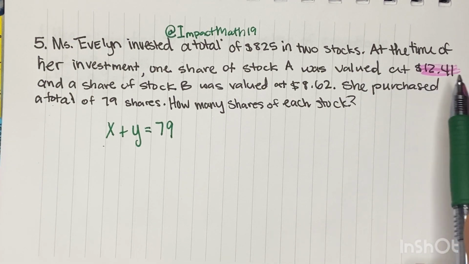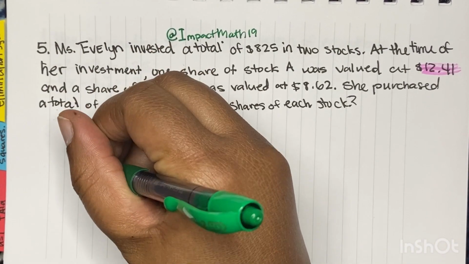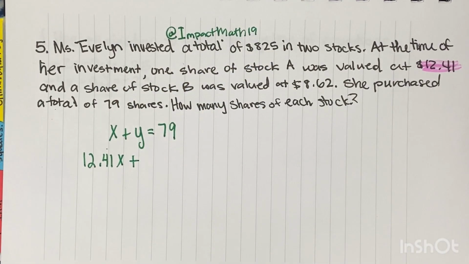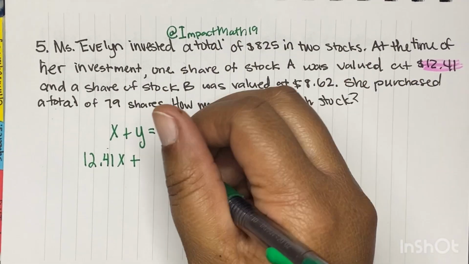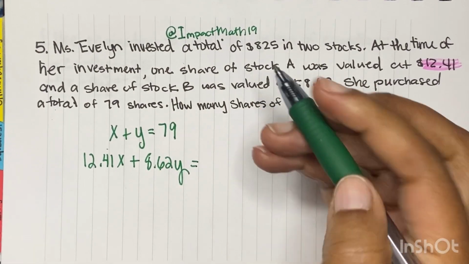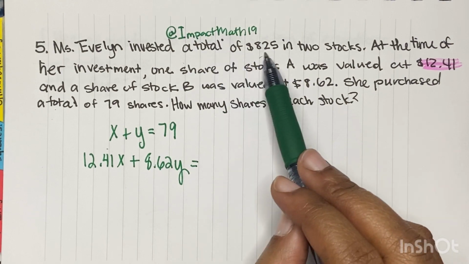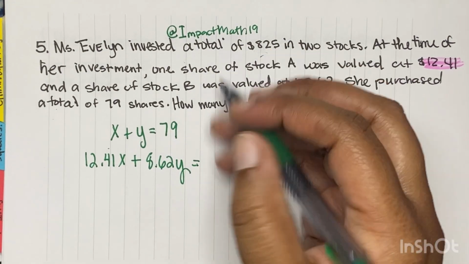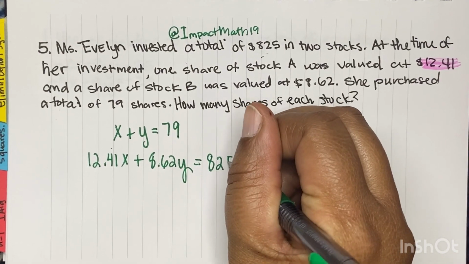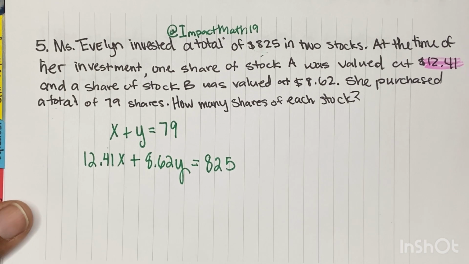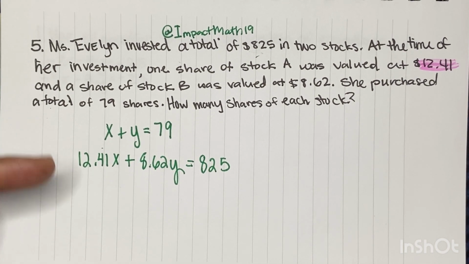Now, I have one stock that's $12.41 when I bought it. And another stock was at $8.62 when I bought it. I spent a total of $825, so this is my money equation, and this is my share equation. Alrighty, normally we would use elimination on this, okay?